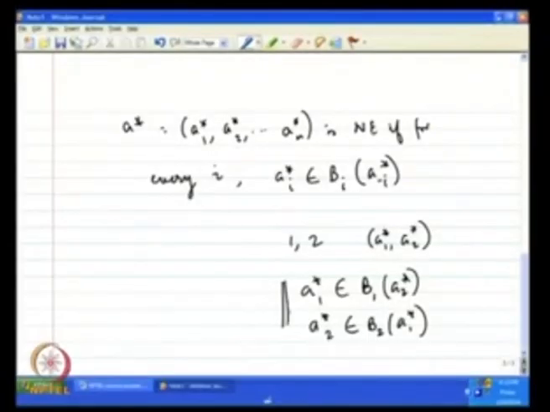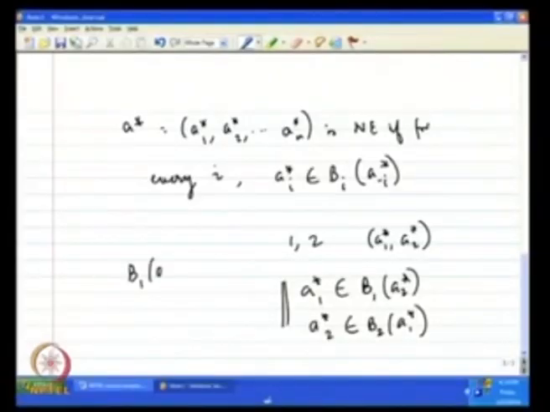So this best response function is closely related to the idea of Nash equilibrium. In particular, if this best response function includes only a single element, that is, it's a unique valued function, a singleton set, then the thing becomes easier. Suppose B1 and B2 are single valued.